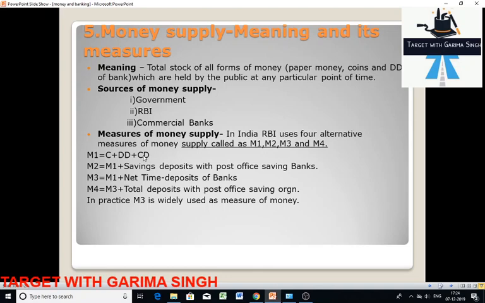Demand deposits are deposits which can be withdrawn at any time by the account holder. Current account deposits are included in demand deposit, but saving account deposits are not included in DD because certain conditions are imposed on the amount of withdrawals and number of withdrawals. OD stands for other deposit with the RBI, which includes demand deposit of public financial institution.